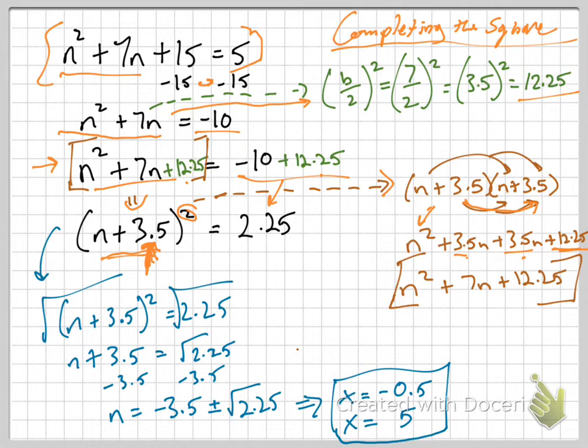So from there, it's just solving, right? Taking the square root of both sides, isolating the n, adding and subtracting your square root, okay? In this case, when we add and subtract that, we get negative 0.5 and 5.